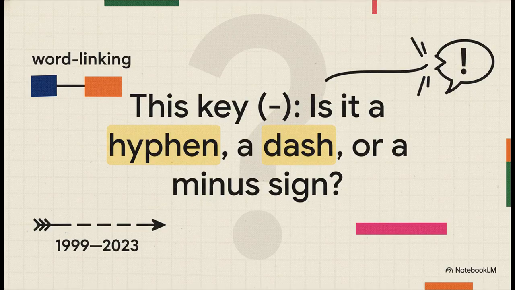You know the one I'm talking about, right? That little key just hanging out next to the zero on your keyboard? So what is it, really? Is it a hyphen that glues words together? A dash for a dramatic pause? Or just a minus sign you use in spreadsheets? Look, if you've ever been stumped by this, you are definitely not alone.